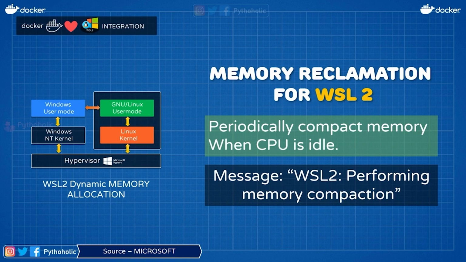So in WSL, the host would periodically compact memory in order to ensure free memory is available. And it's not that you can't change it. Yes, you can do that as well by modifying the .wslconfig file if you have enough permissions. And this actually happens when the CPU is idle, and you can validate this by looking for the message "performing memory compaction" in the dmesg command output. But what if we still want to use the Hyper-V backend approach? Can you do that? Yes, you can.